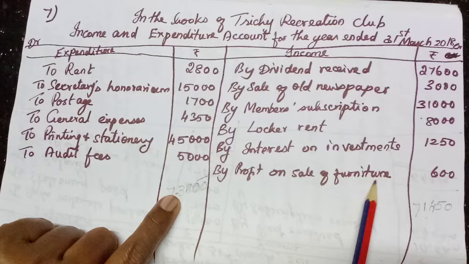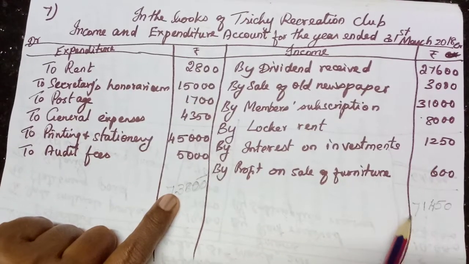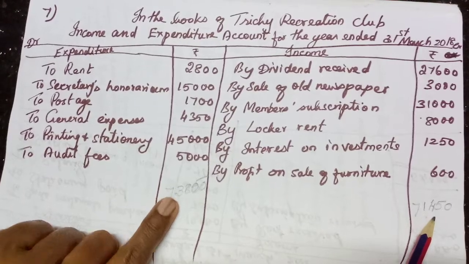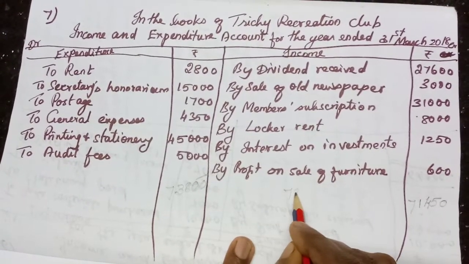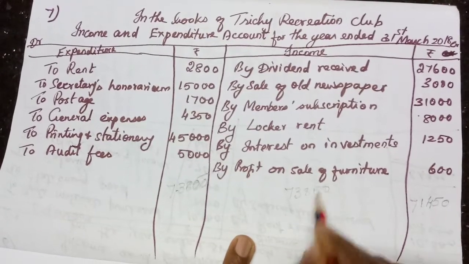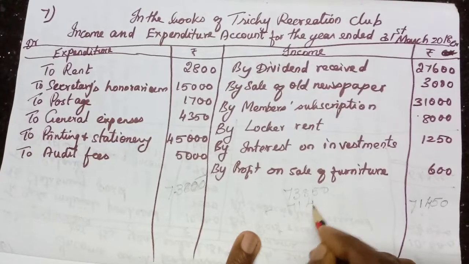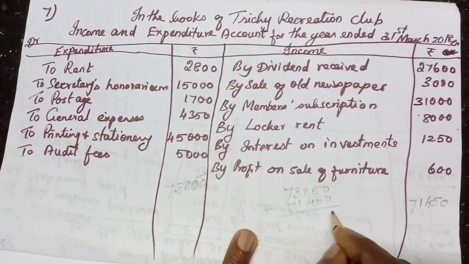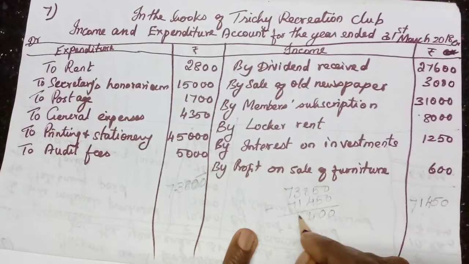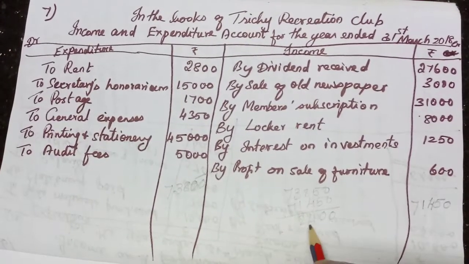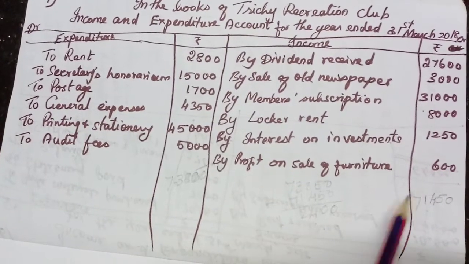So here only we have to write the balance amount. We have to calculate the balance amount also. We will calculate 73,850 minus 71,450. 5 minus 0, 8 minus 4, 4, 3 minus 1, 2. So we have got this 2,400. This amount you have to write on this side.